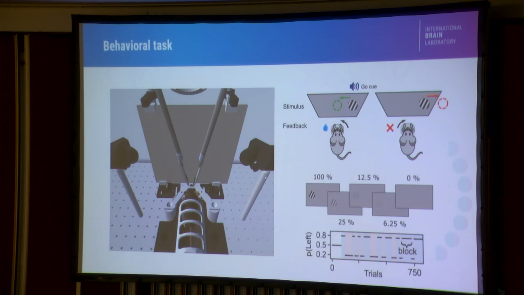Throughout the session, the contrast on a given trial for the visual stimulus can vary from up to 100% down to 0, where nothing is shown on the screen. And the probability of the visual stimulus appearing on the left or right of the screen is manipulated in blocks of trials. Here on the bottom, you can see that in the first block, the visual stimulus is more likely to appear on the left, and then it switches to be more likely to appear on the right. That means that on the 0% contrast trials, the mouse could use the previous history to infer the likely side of the visual stimulus. And the switch in block is not indicated to the mouse in any way.